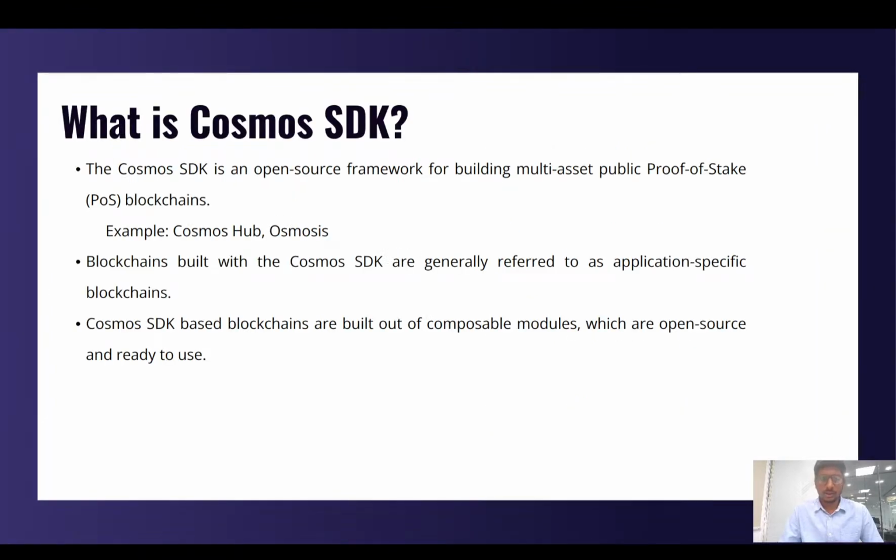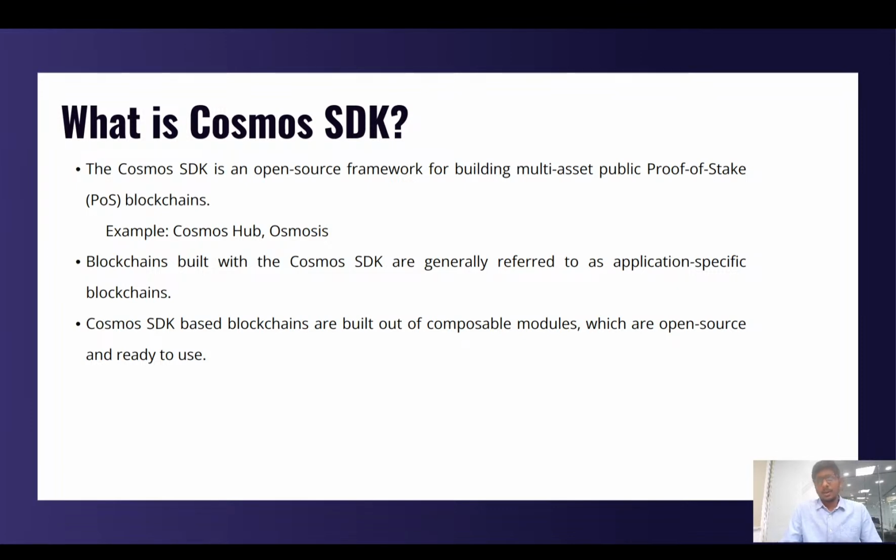First, what is Cosmos SDK? SDK stands for Software Development Kit. Cosmos SDK is an open source framework for building proof of stake blockchains. Some examples of proof of stake blockchains are Cosmos and Osmosis. The main advantage of Cosmos SDK is that it is open source and it is built in several modules. So it makes it easier for developers to use those modules and add their custom modules into this SDK and use it for their application.